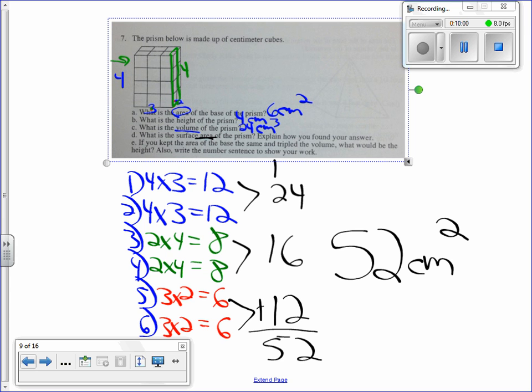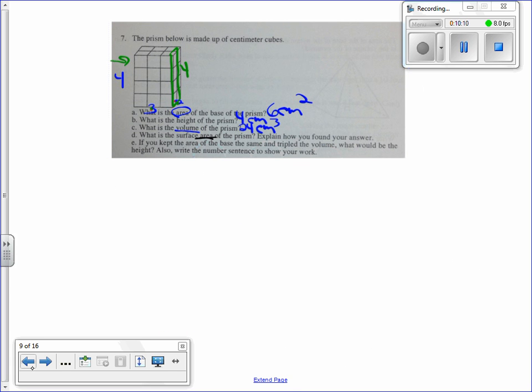If you kept the area of the base the same and tripled the volume, what would the height be? Well, if the area of the base is the same, I'm going to go ahead and erase this now so I have some room. We've had this problem before. First of all, it says height, so we're just going to label that as centimeters. If the base is 6 and the volume tripled, your height must triple. So if my height is originally 4, 4 times 3 would equal 12. So my new height would be 12 centimeters.